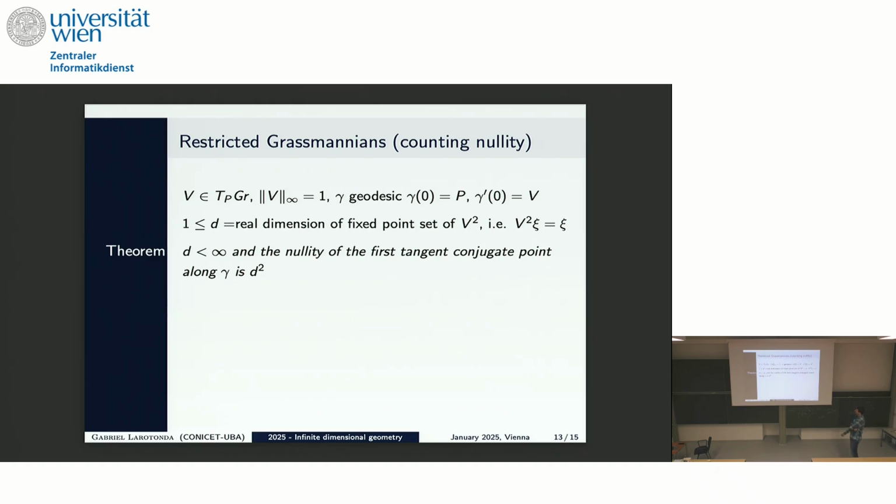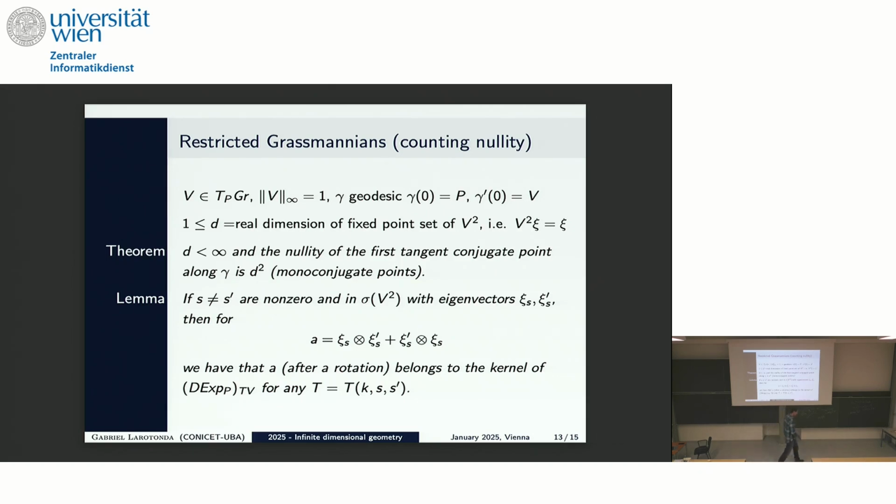And the theorem says that in this case, D is always finite. This is a consequence of the finite dimension of the eigenspaces for a compact operator when the value is not 0. And the nullity, the size of the kernel at the first conjugate point, is exactly D squared. Where is this D squared coming from? Because you have a D by D skew matrix, and you can count the real dimension, and it's D squared, just like that.